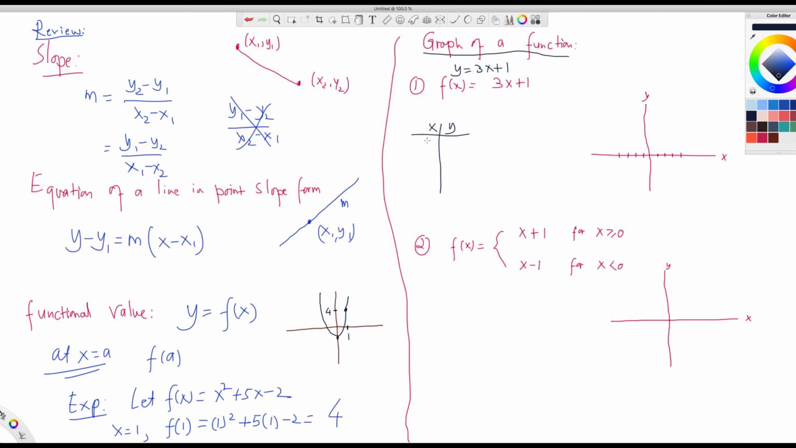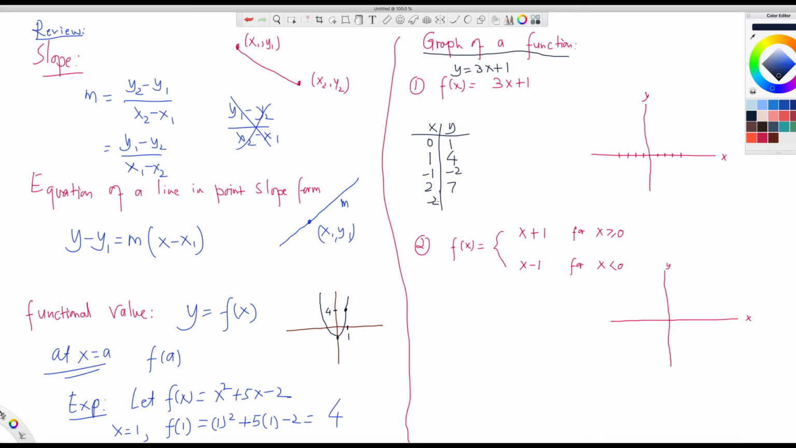Okay, so let me pick x equals 0. If I pick x equals 0, what do I get for y or f(x)? 3 times 0 plus 1 is just 1. You see that? If I pick x equals 1, what do I get? 3 times 1 is 3 plus 1 is 4. Okay, and if I pick x equals negative 1, what do I get? 3 times negative 1 is negative 3 plus 1 is negative 2. You see that? Let us pick x equals 2. What do you get? 3 times 2 is 6 plus 1 is 7. And how about x equals negative 2?